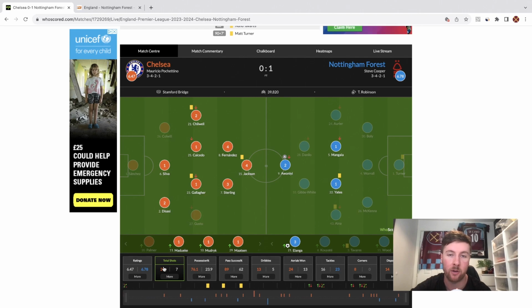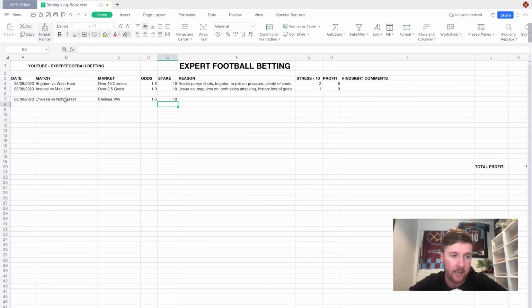So let's just say we put a bet for Chelsea to win. So we put in the date, the match, Chelsea to win. At half time, I don't know what the odds would have been, but I'm going to go with 1.6. The reason being, Chelsea at home, spent a lot of money, for example, all possession and more shots.